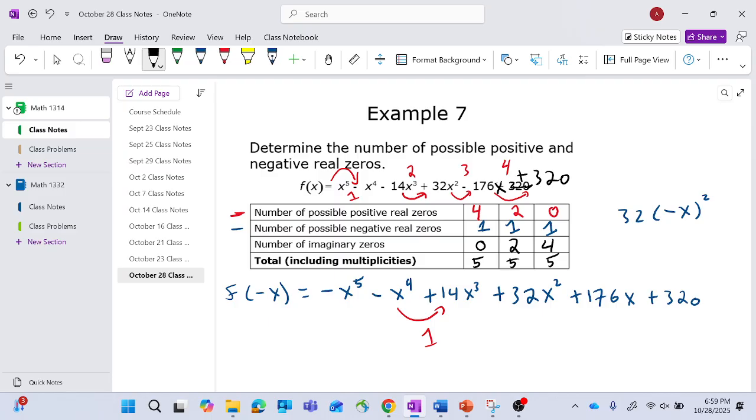Does that make sense, guys? Any questions before we keep going on? Because I think that's the last example for 3.4 before we go on to 3.5.